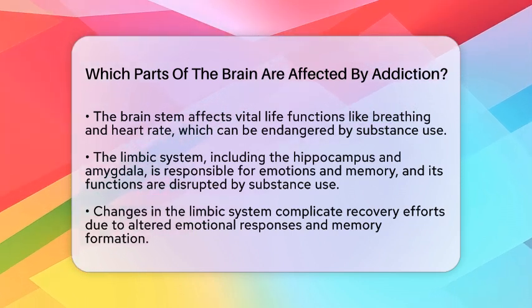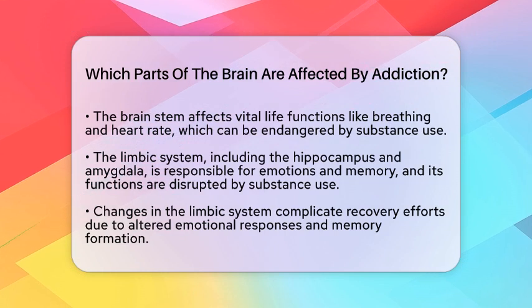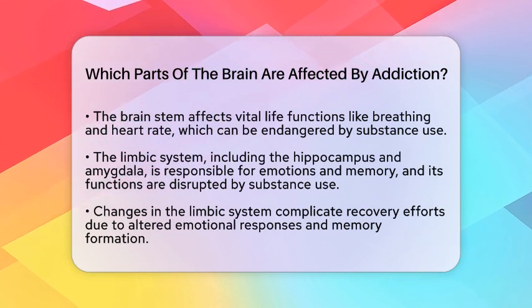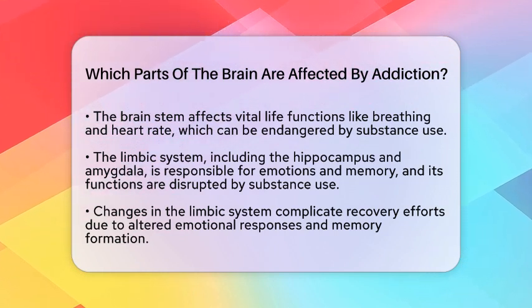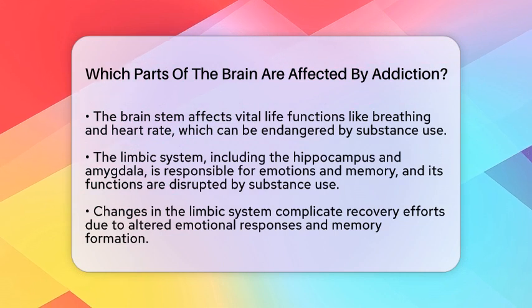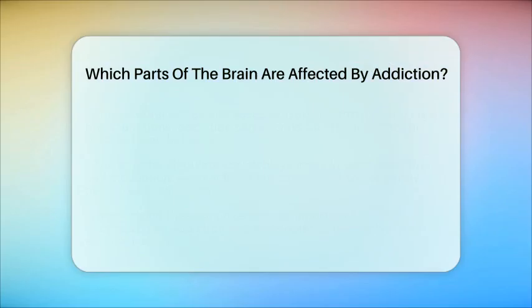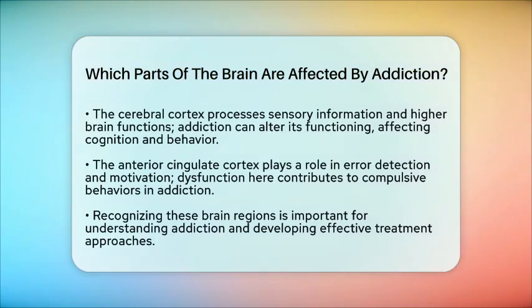Lastly, the cerebral cortex processes sensory information and is involved in higher brain functions. Addiction can change how the cerebral cortex functions, affecting cognition and behavior.